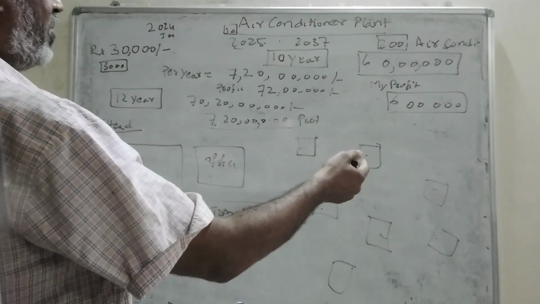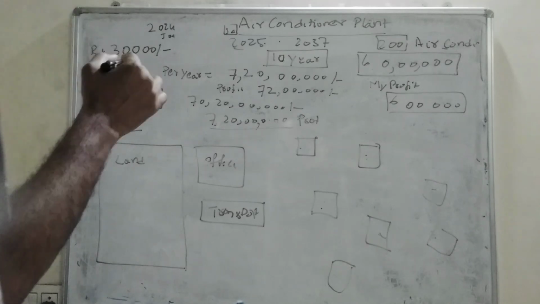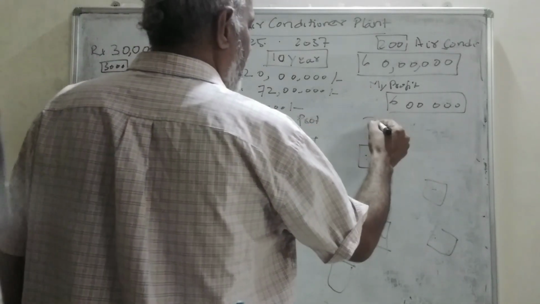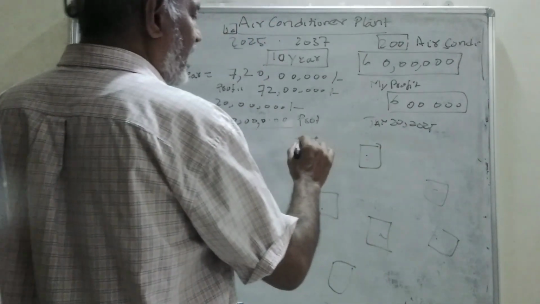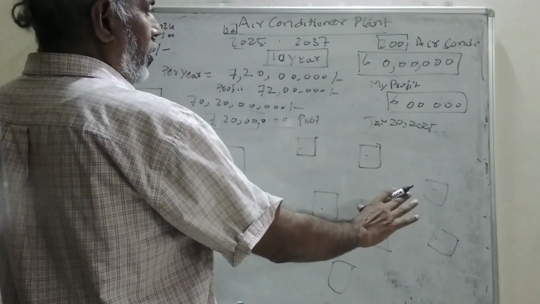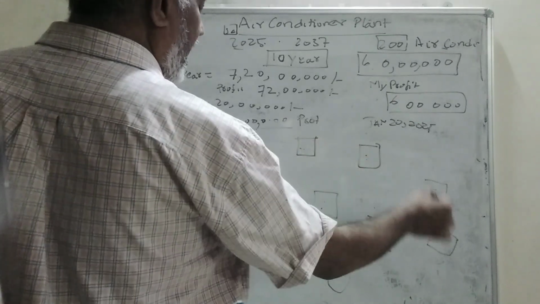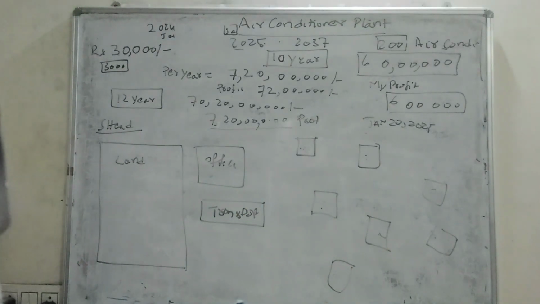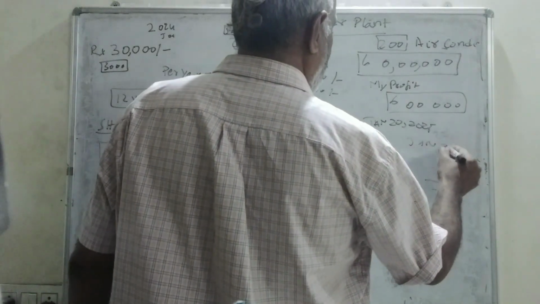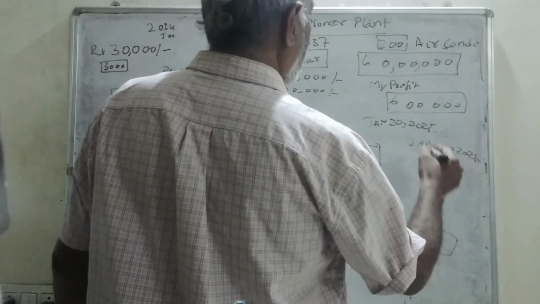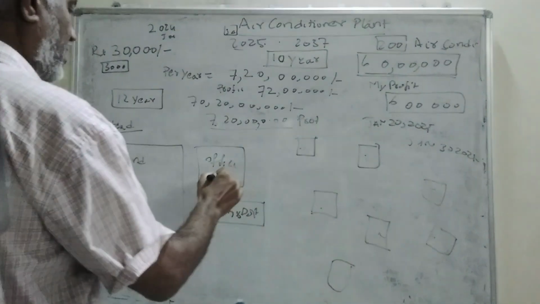Not exactly in January, by January 20th, 2025, I am dispatching 20 air conditioners in each market, and by January 30, 2025, I'm getting 60 lakh rupees in my office.